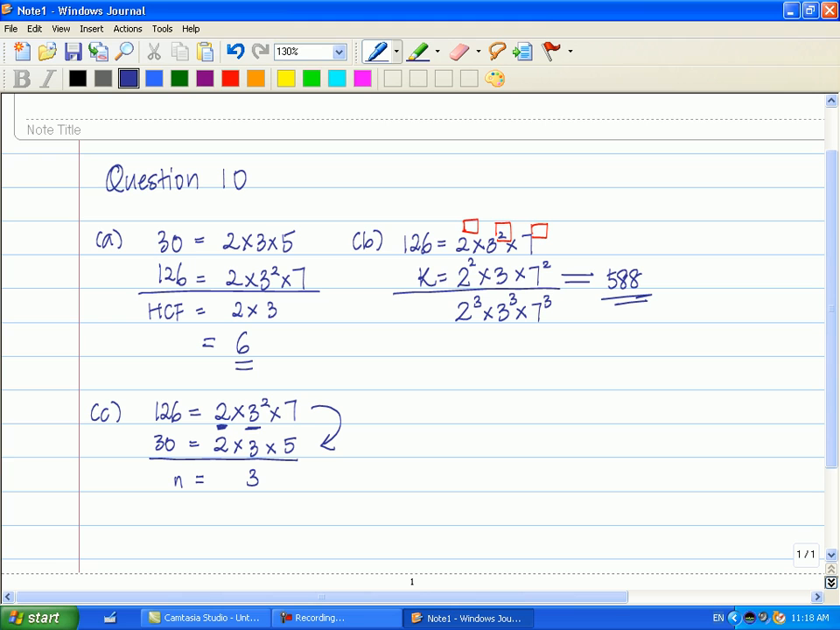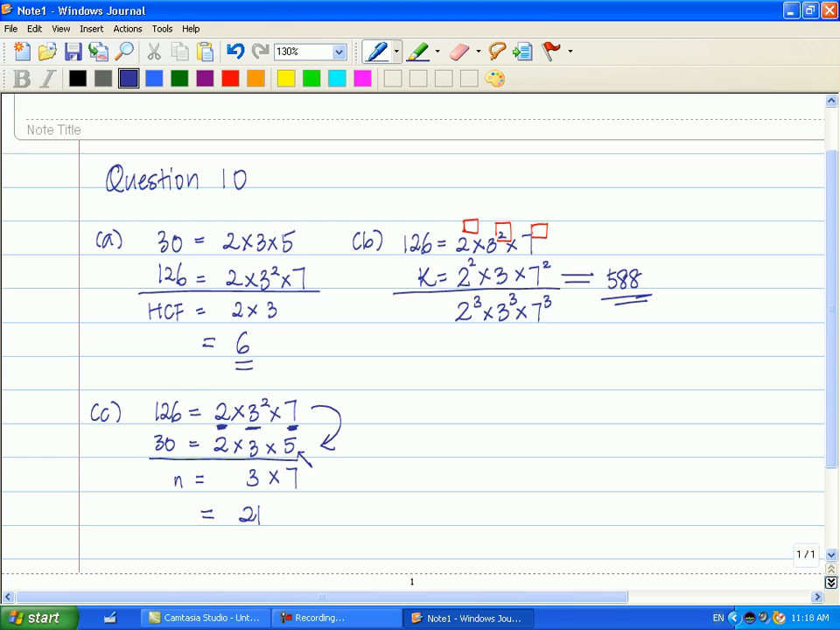Let us look at the next factor of 126, which is 7. This factor is not inside 30, so I must multiply 7 inside. Do I need to consider the factor 5? No, in this case, factor 5 is not a factor of 126, it's a factor of 30, so I do not need to consider it. Hence, my n is 3 times 7, 21.